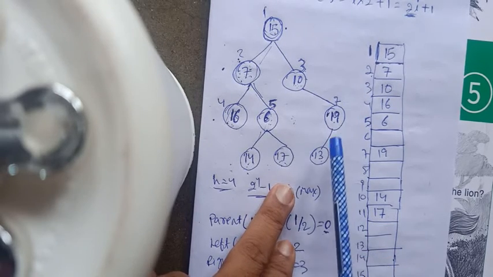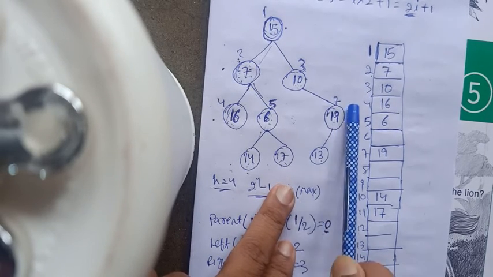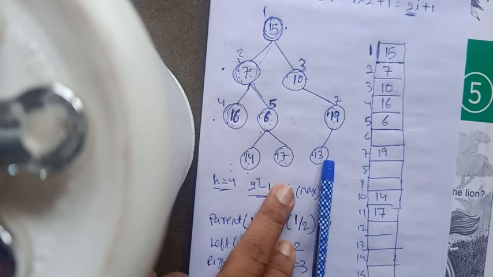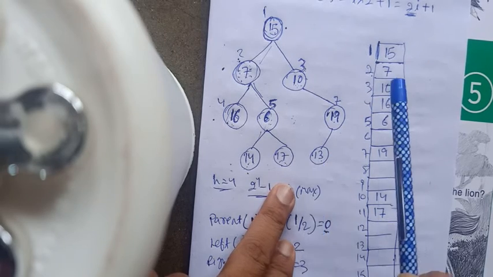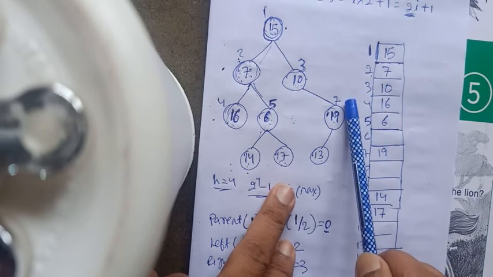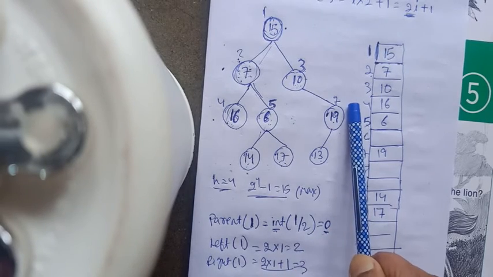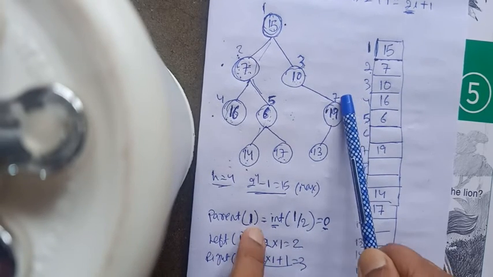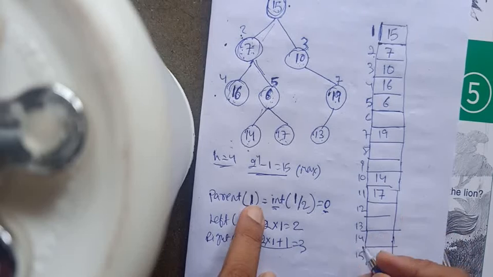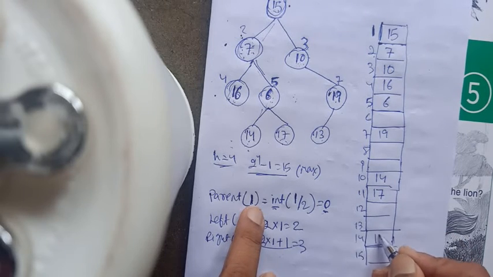7. Now 13 should be kept in the left of 19 as per my diagram. So what is the index of 13? First find out index of 19 is 7. So 7 into 2, because index of left child can be computed by multiplying 2 with its index. So 7 into 2 is 14. So the value 13 will be stored at index 14.